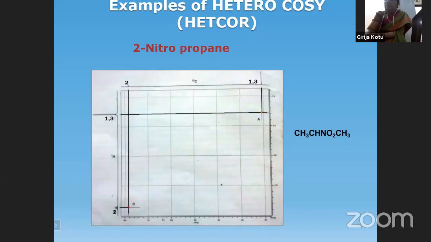If you draw this, 1 and 3 on the x-axis, below the 1 and 3 signal, if you come down, you find one orange dot that has connectivity to the 1 and 3 proton on the y-axis. Why? Because the 1 and 3 carbons, the methyl carbons, in C13 NMR, are coupled to the protons present on them itself, that is the 1 and 3 protons. Hence we are finding a connectivity. So that cross peak shows connectivity to C13 on the x-axis and proton on the y-axis.